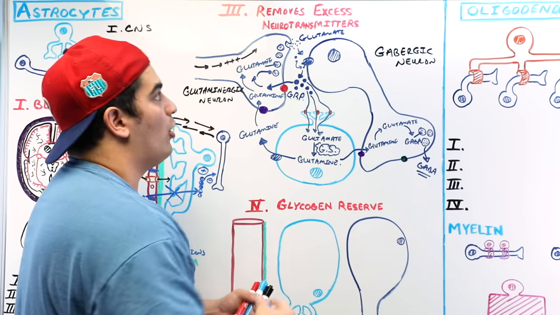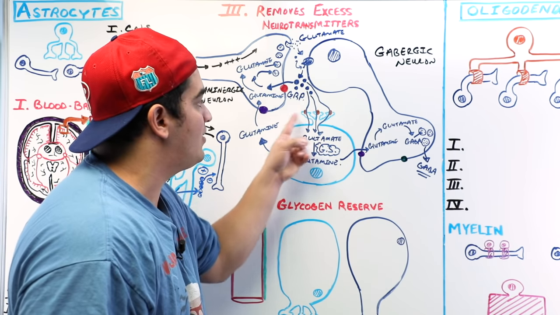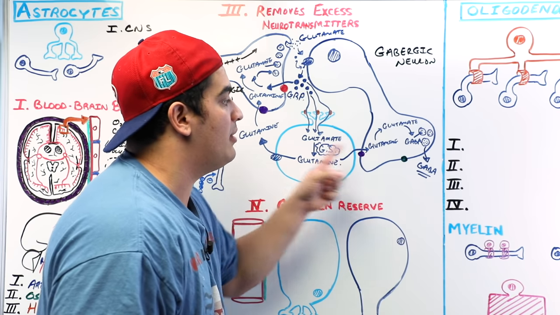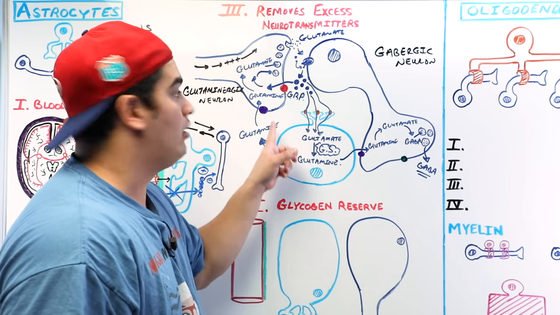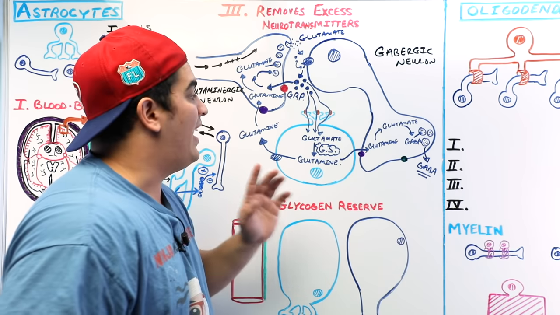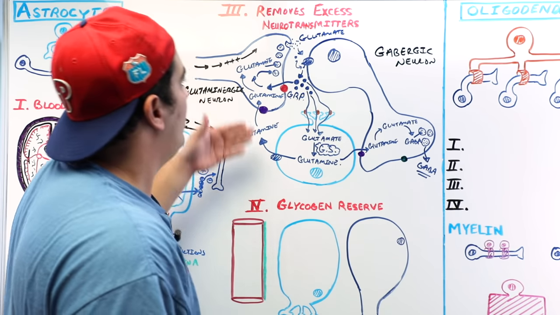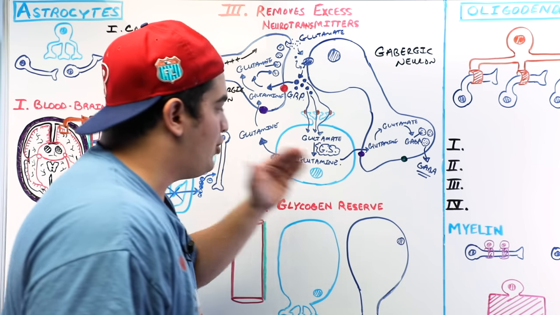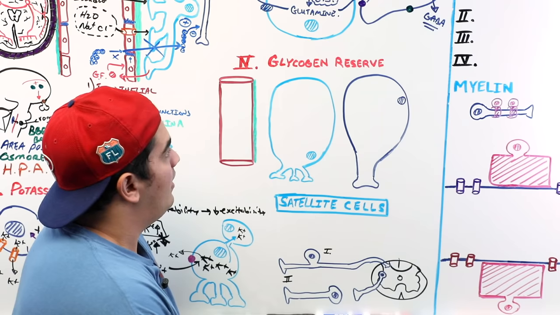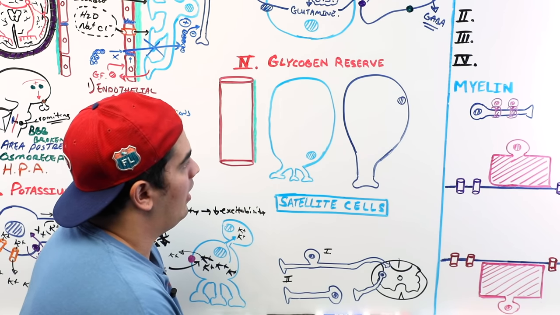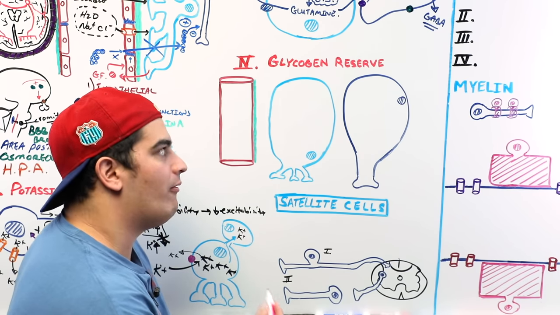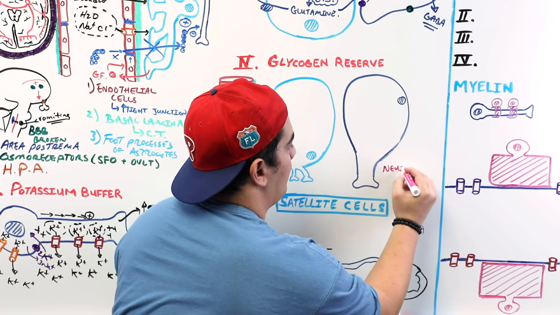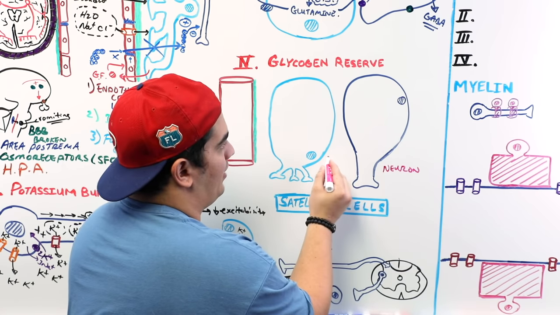So astrocytes are important in removing any of the excess neurotransmitters and helping in the synthesis of what two neurotransmitters? GABA and glutamate. Okay? That's important. All right. The next function of these astrocytes is they control glycogen and glucose metabolism. The next thing that's really important here is that glucose is a very important fuel for neurons, right? So if we look here, this is our neuron, and then this is our astrocyte.